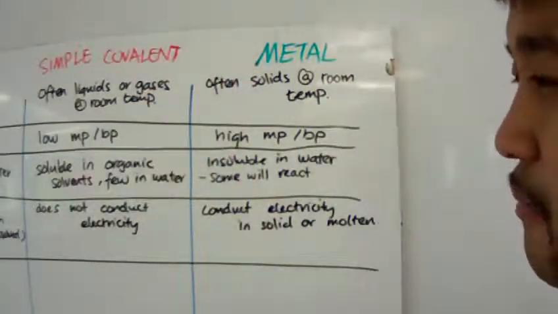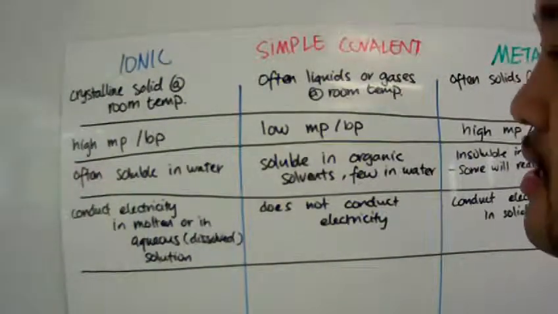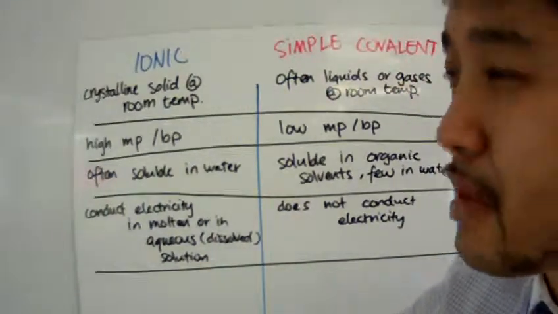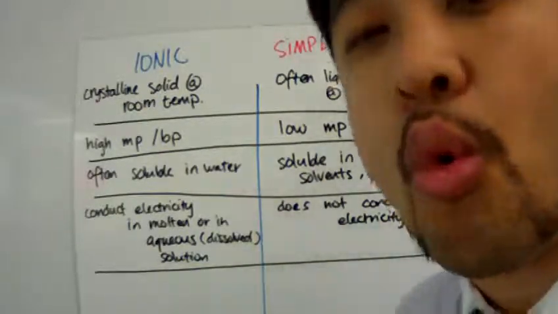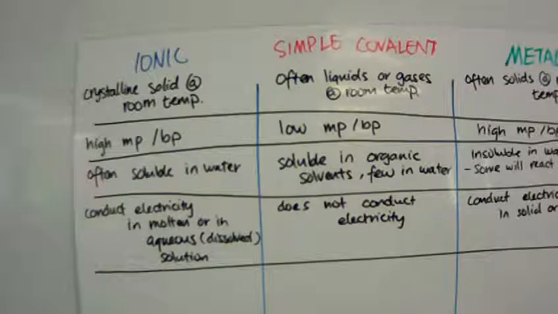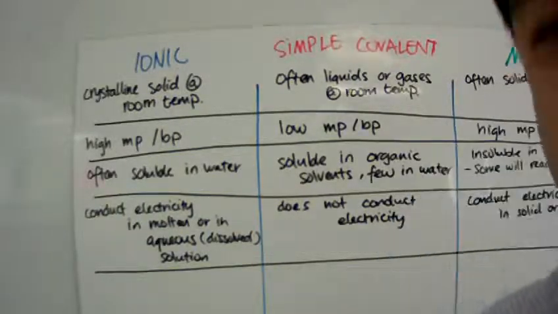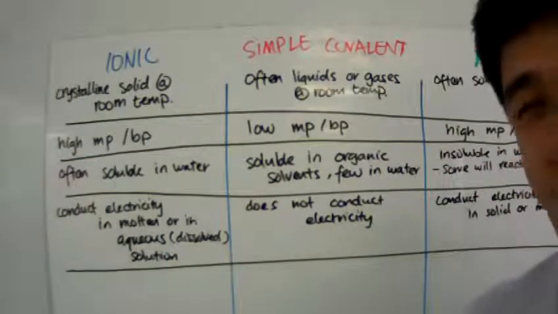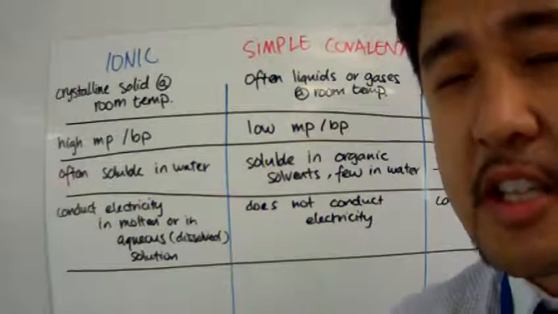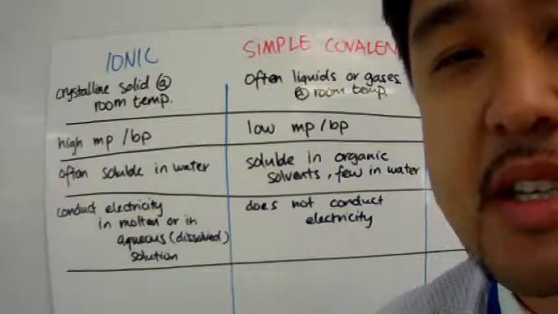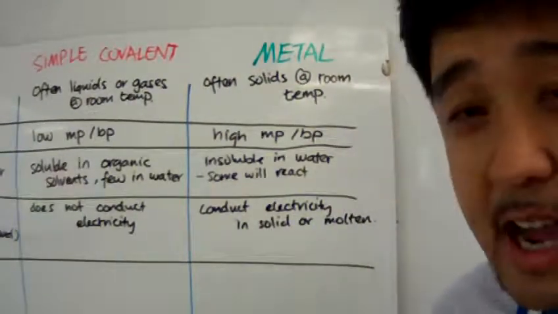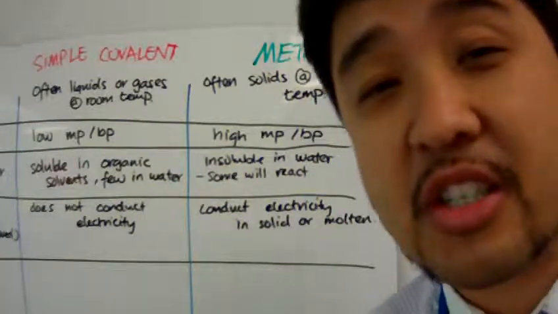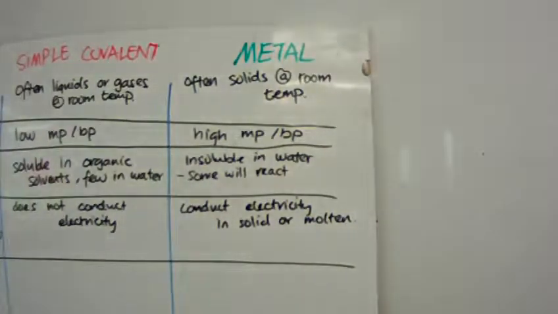Wow, amazing. All right, ionic compounds have high melting and boiling points, and that's because of that lattice structure that I talked about a while ago. Covalent molecules, on the other hand, have low melting points, because they are held together by weak intermolecular forces. Metals, again, usually have high melting and boiling points, and again, this is due to the lattice structure. All right?